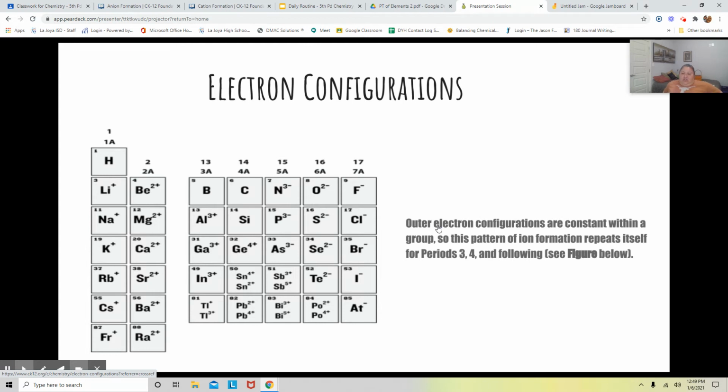Outer electron configurations are constant within a group, so this pattern of ion formation repeats itself for periods 3, 4, and the following. So let's talk a little about yesterday, a little bit about today. If we are in group 1, that means we have 1 valence electron, right? It's a metal. We know metals lose electrons. When you lose 1 electron, you change that into your charge. In this case, a +1. And everybody who's part of that group is going to have the same charge, from lithium all the way to francium, +1.